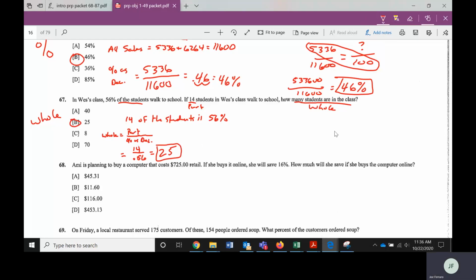Okay. Again, if you like this method. Eventually, I'll probably stop showing this method, but if you do like this better and it's easier, do it this way. 56 is the percent. 14 was the part. We're looking for the whole. Okay, so we take the diagonal with 2 numbers. We multiply that. Divide by the third number. And that's also going to get you 25.